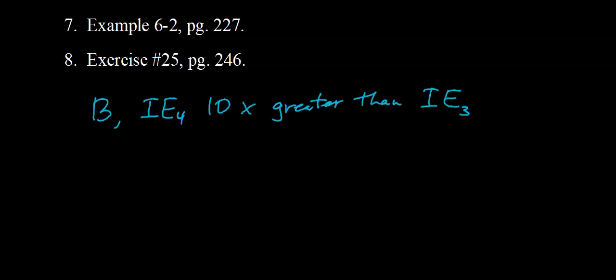Did you get boron? So what this tells us is that this particular atom has 3 valence electrons. So the first 3 ionizations are fairly close to each other, not too far apart. But then we see a big jump from IE3 to IE4, about 10 times. IE4 is about 10 times greater than IE3, which tells us the 4th electron that is removed is not a valence electron, it is a core electron, and will require significantly more energy to remove than the first 3.